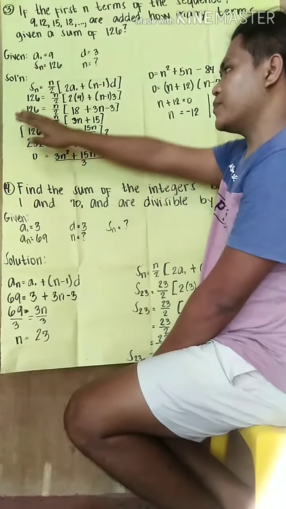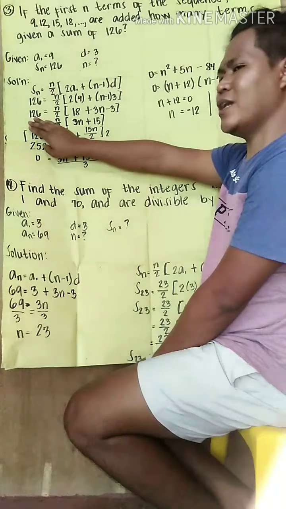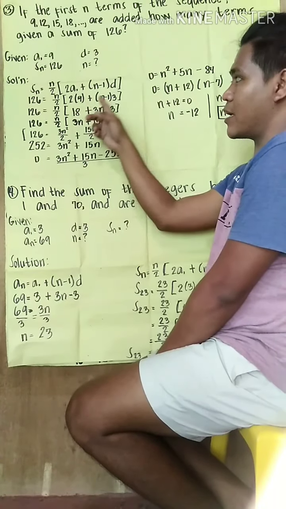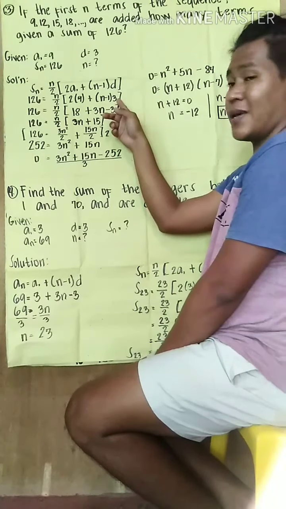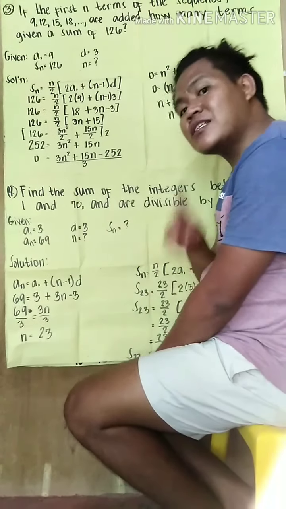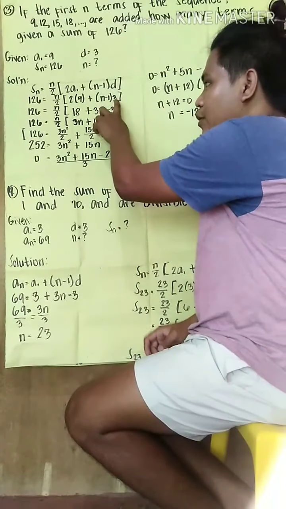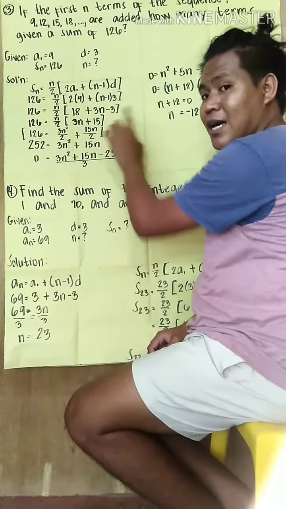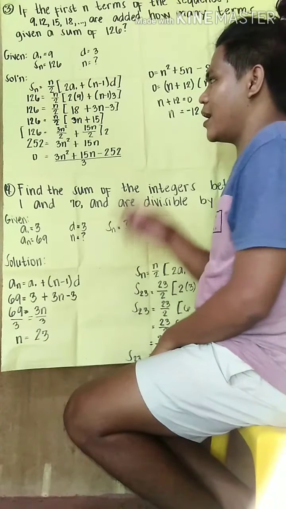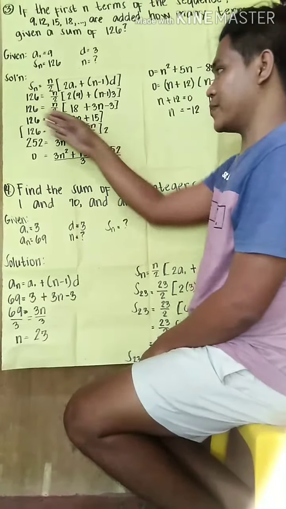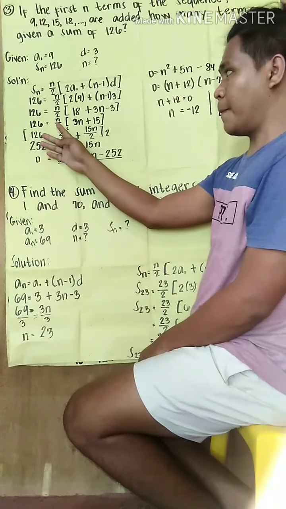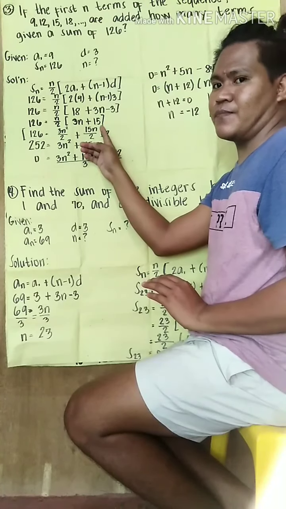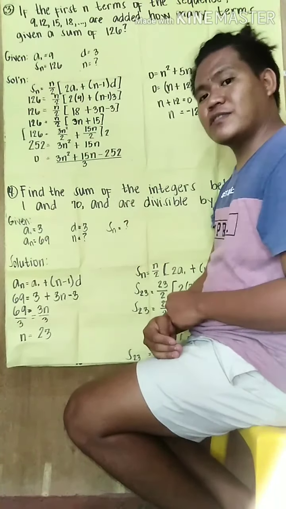Simplify our answer. 126 is equal to n over 2. 2 times 9 is equal to 18. Then n minus 1 times 3, using the distributive property. 3 times n is equal to 3n. 3 times negative 1 is equal to negative 3. And then, simplify again. 126 is equal to n over 2, 18, or combine like terms. 18 minus 3 is equal to 15. So we have 3n plus 15.